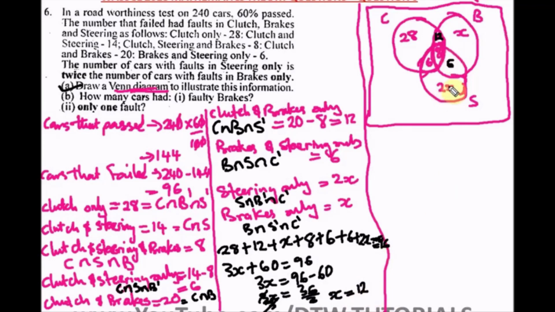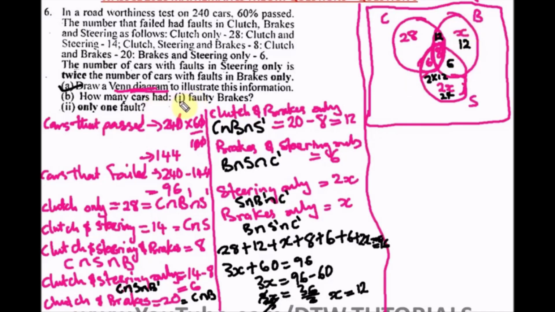So from here we can simply find the number of steering faults only. Since we've gotten our value of x as 12, this will be 2 times x. And what is 2 times 12? That will give us 24. So the number of steering faults only is 24. And here x is equal to 12, so the number of brake faults only is 12.